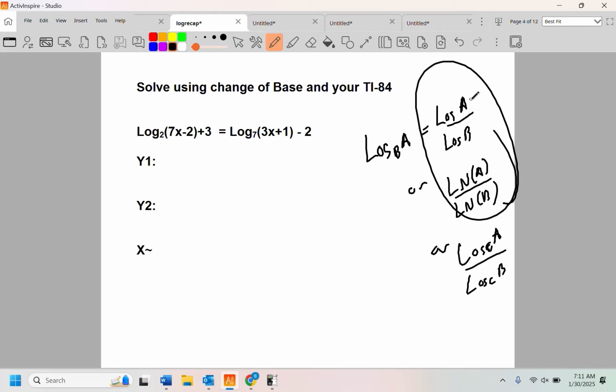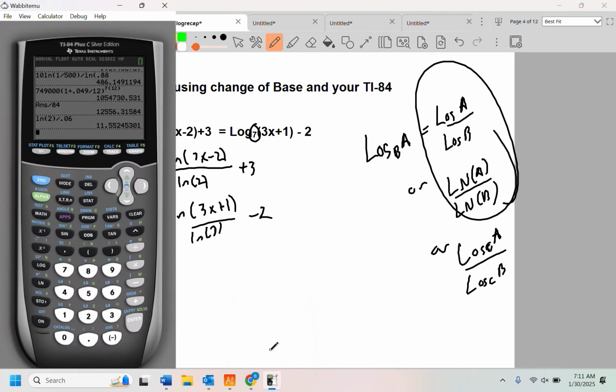10 makes sense. We're a 10-based counting system. e is a natural number. There's more to e than you guys will probably ever know. So anyways, I like ln. This would be the ln of 7x minus 2, sitting pretty over the ln of 2, and then plus 3. This guy would be the ln of 3x plus 1, sitting over the ln of a 7, and then minus 2, and then I go to my trusty TI-84.